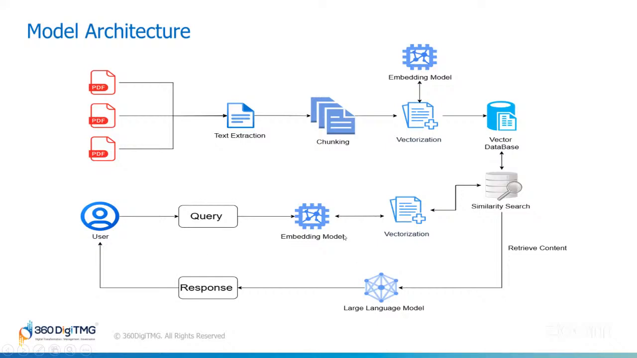So first the user queries the application, then that query or question passes to the embedding model, which converts it to vectorization. That vectorization is passed to the similarity search function. Then, whatever question they asked, that question's related context is found.